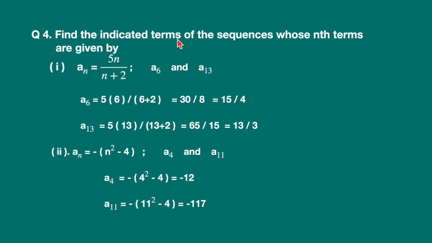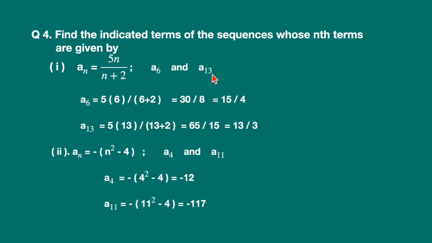Question 4. Find the indicated terms of the sequences whose nth terms are given. So here they have given us the formula for the nth term. We have to find specifically A6 and A13. A6 means n is equal to 6. So let's write down A6. Wherever n is there, put 6. So 5 into 6 upon 6 plus 2. Can you see? 5 6s are 30. 30 upon 6 plus 2 is 8. Simplify it further, you get 15 upon 4.